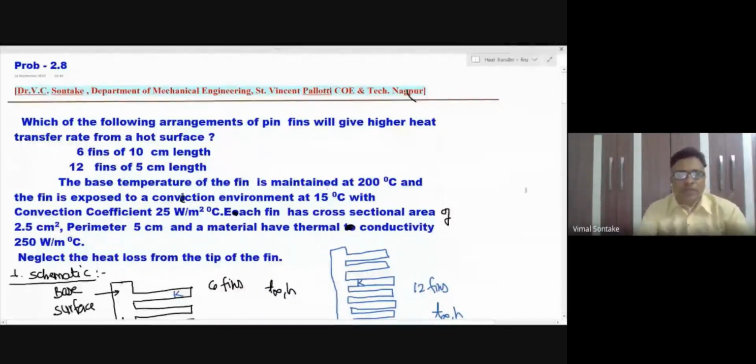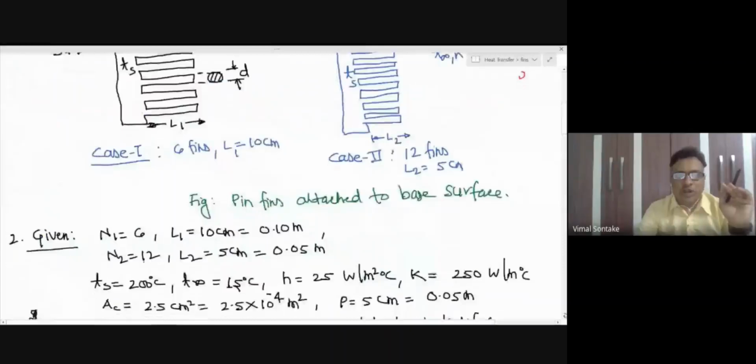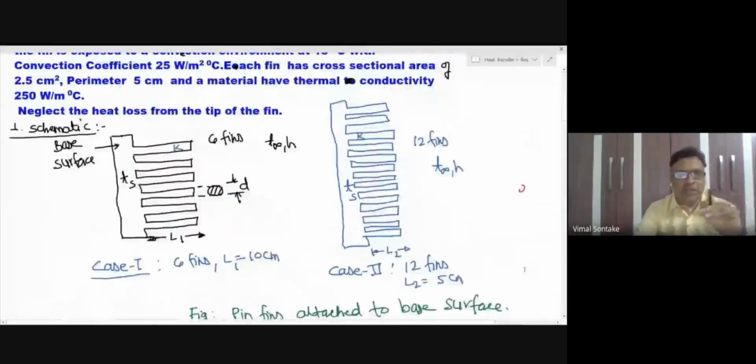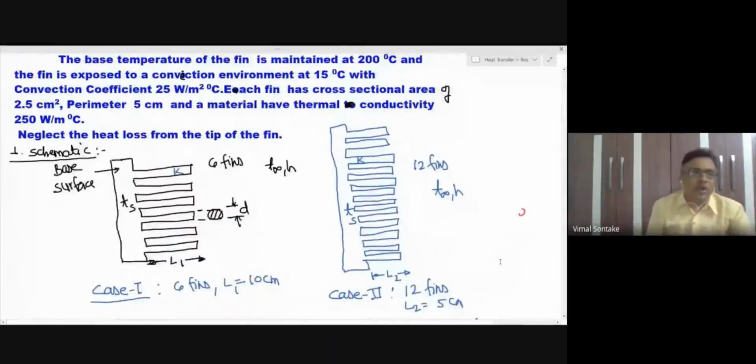Okay. So in this problem, basically, two cases are given, and you are supposed to calculate heat transfer rate from two arrangement of fins in case 1 and case 2. So in order to solve the numerical, let us first draw the schematic.